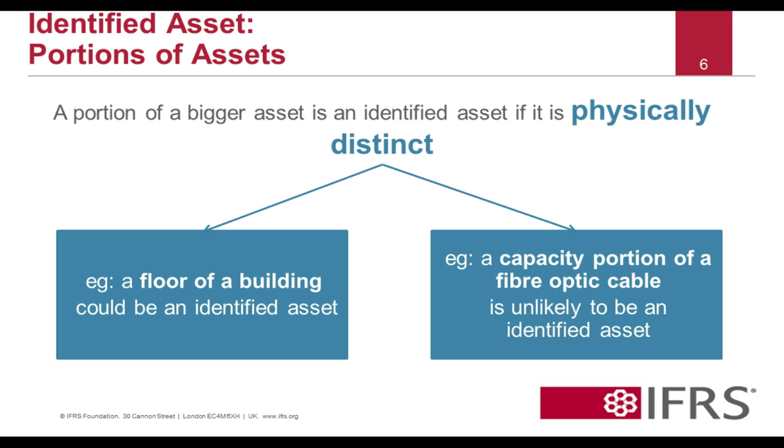Alternatively, we have come across examples where a lease is over a number of particular fibers which are physically distinct from the other fibers within the cable. In these cases, although only a portion of a bigger cable, these fibers are physically distinct and so are not prevented from being an identified asset.